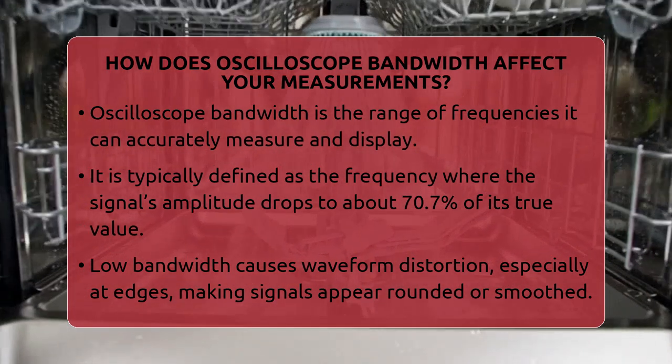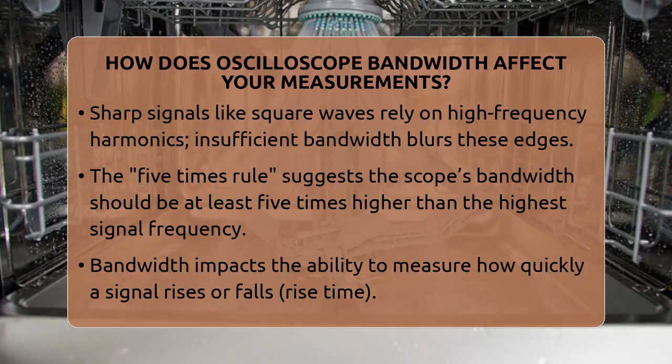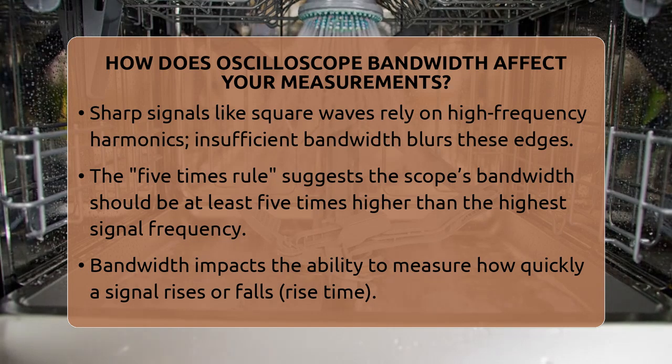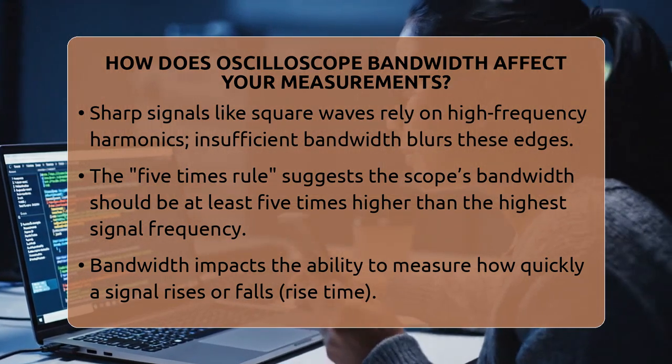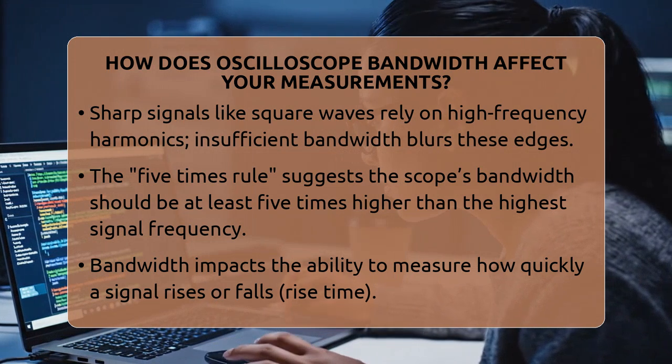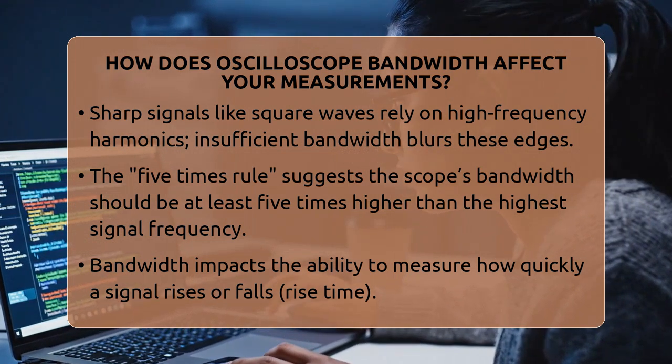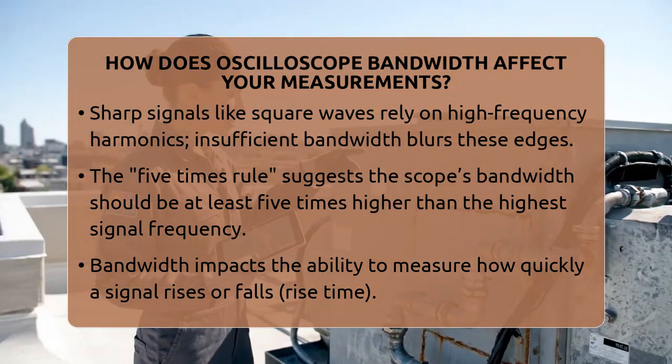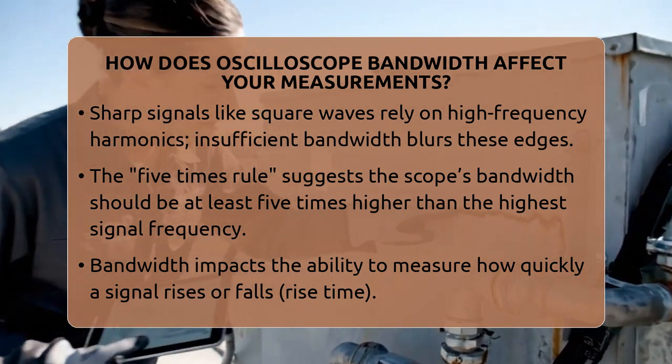For example, a square wave has sharp edges made of many high-frequency harmonics. If the bandwidth can't handle those, the edges will look smooth or rounded, and the amplitude might seem smaller than it really is. This makes it hard to measure how quickly the signal rises or falls.